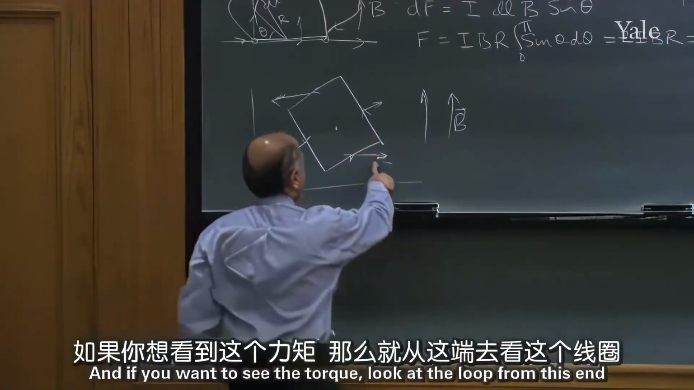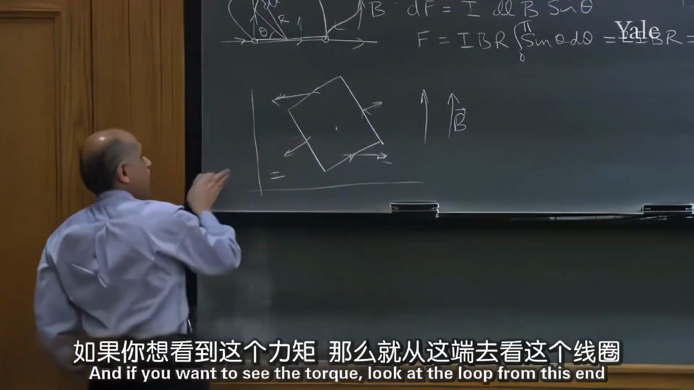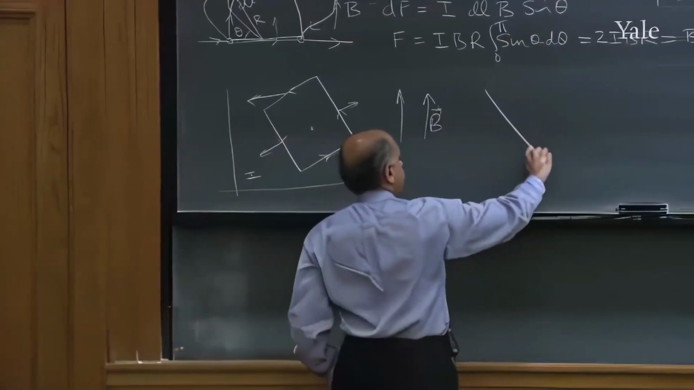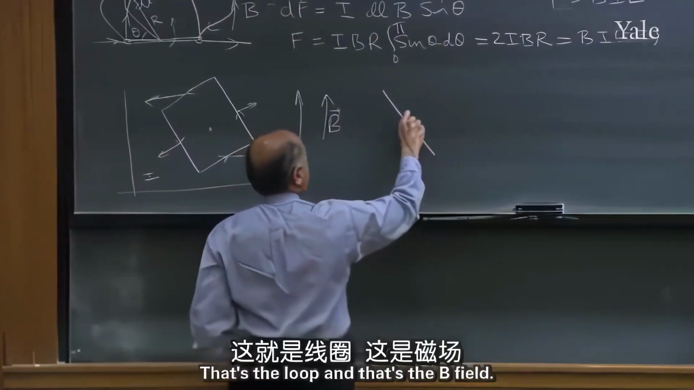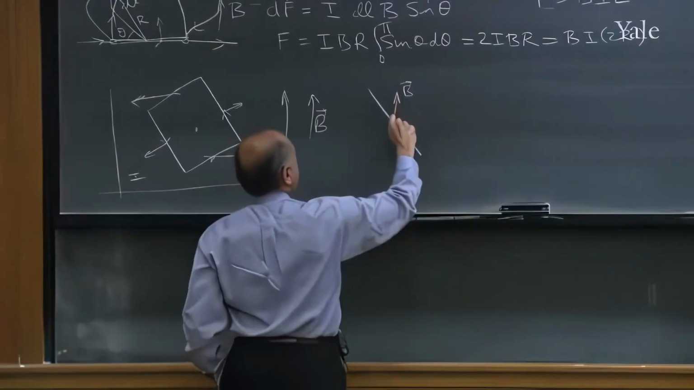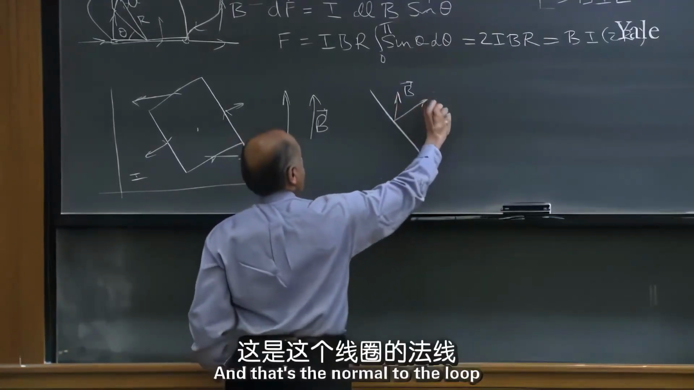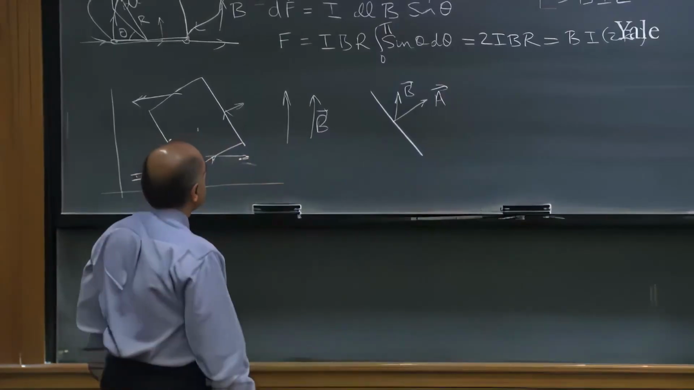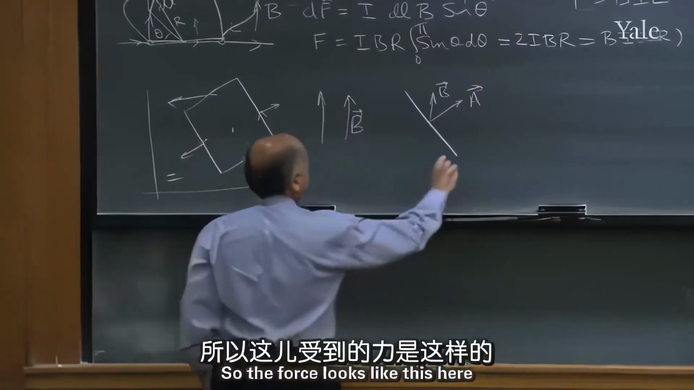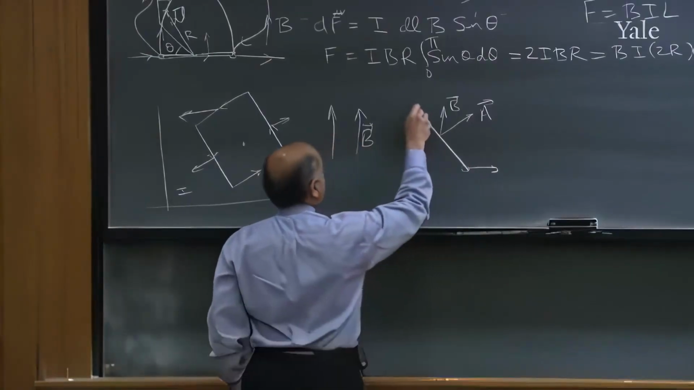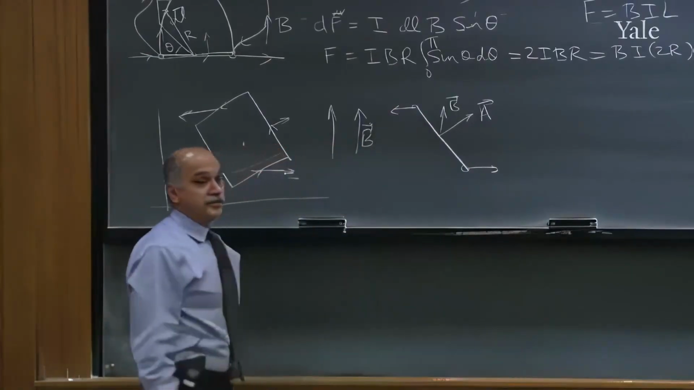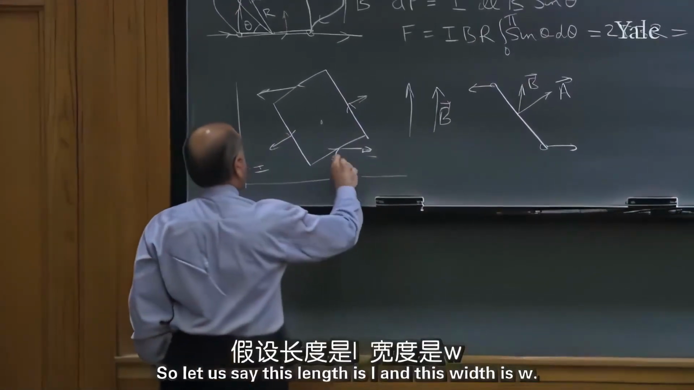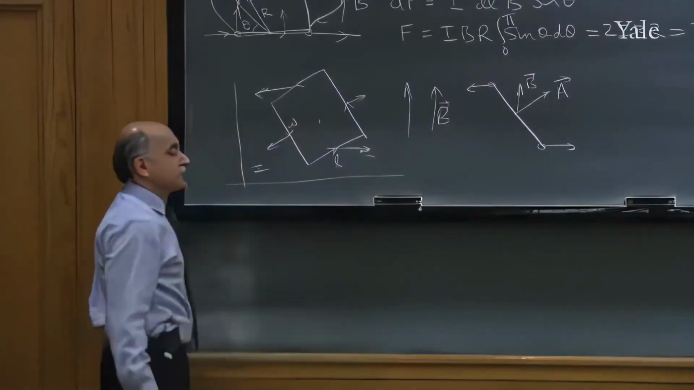And if you want to see the torque, look at the loop from this end. Okay, from this edge, it looks like this. That's the loop, and that's the B field. And that's the normal to the loop, or the area vector of the loop looks like that. So the force looks like this here and looks like that in the top section. So let us say this length is L and this width is W.